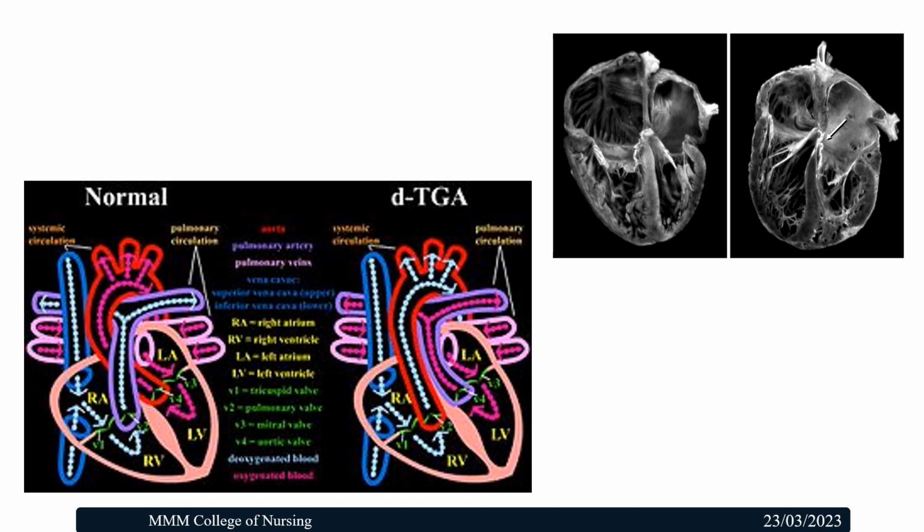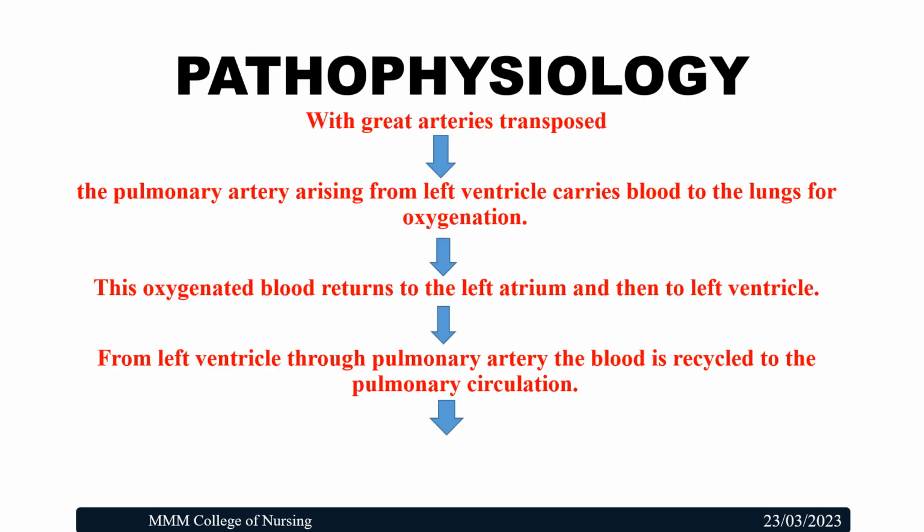Let's see the pathophysiology. With great arteries transposed, the pulmonary artery arising from the left ventricle carries blood to the lungs for oxygenation. This oxygenated blood returns to the left atrium and then to the left ventricle. From the left ventricle through the pulmonary artery, the blood is recycled to the pulmonary circulation.